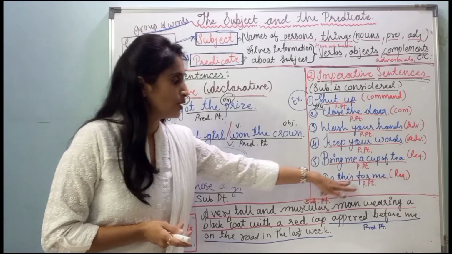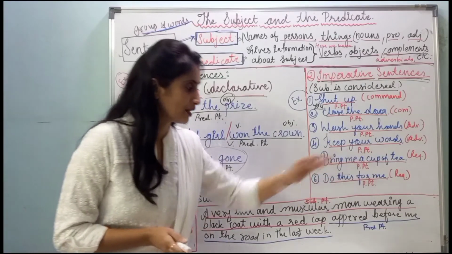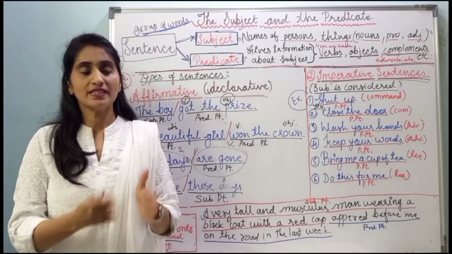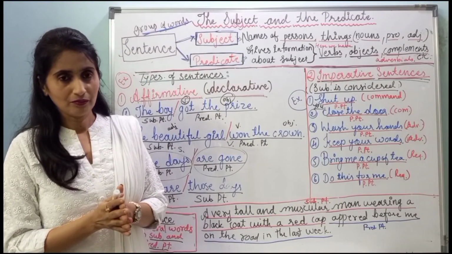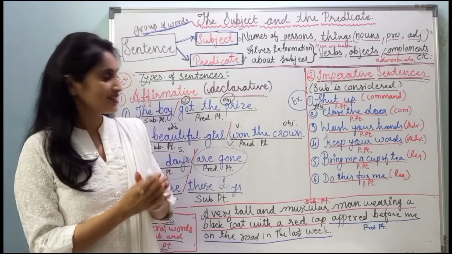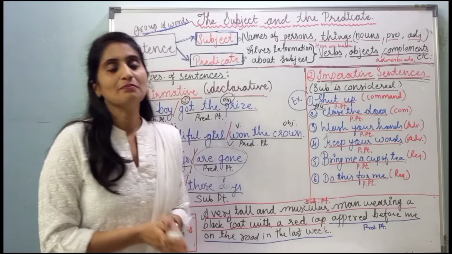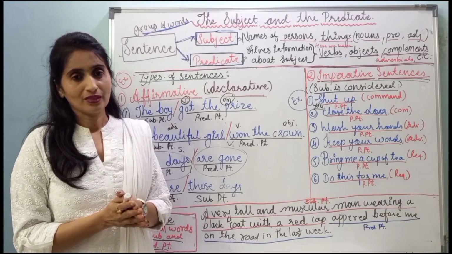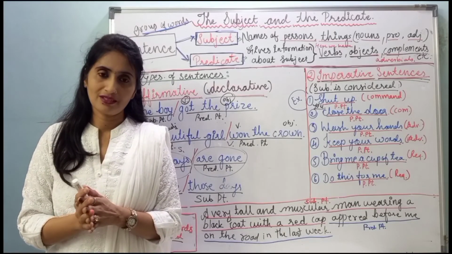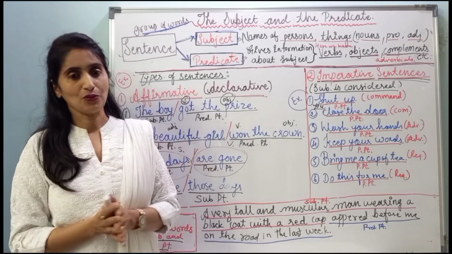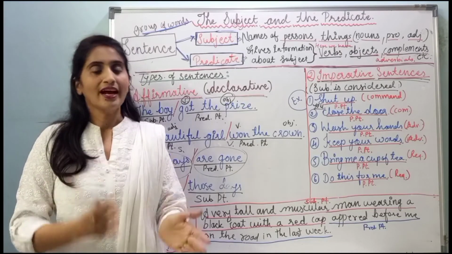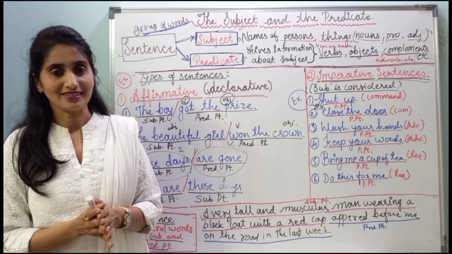The next sentence is do this for me. Okay? This sentence is a request. Means we say, please do this for me. Means you do this for me. You is again the subject and do this for me is the predicate part. Sometimes I is also the subject part. If I say thank you, means what? I thank you. I is the subject and thank you is the predicate part.